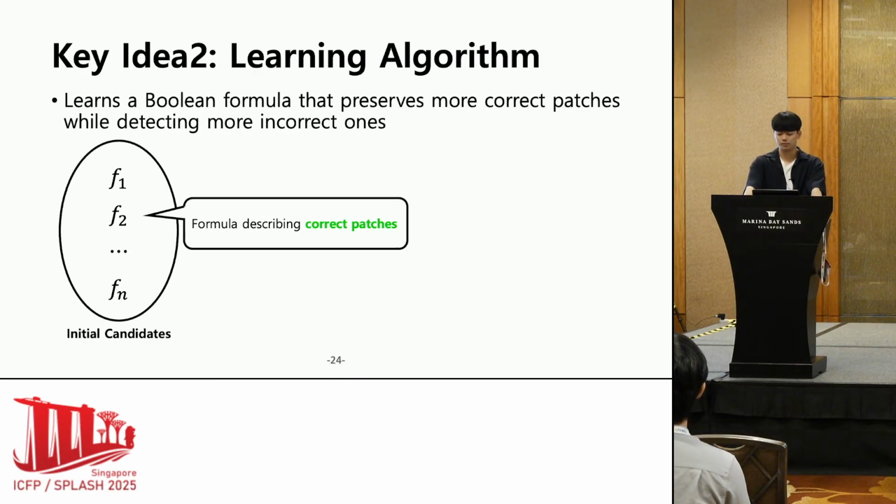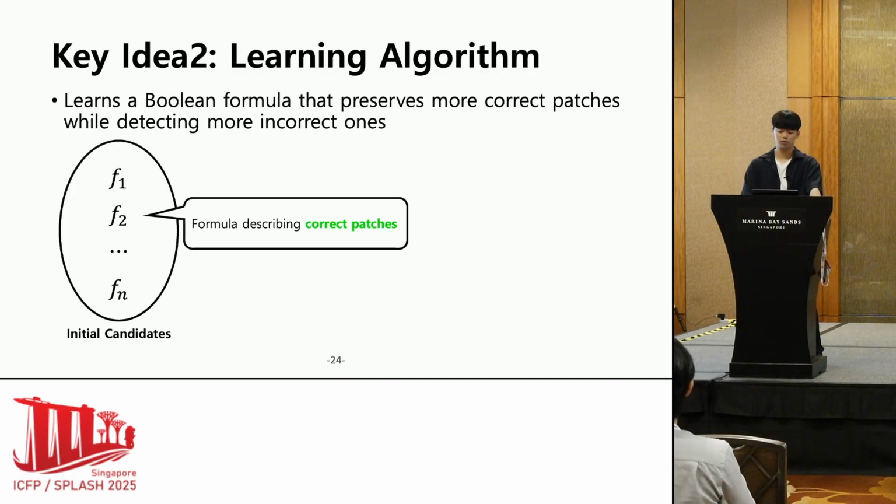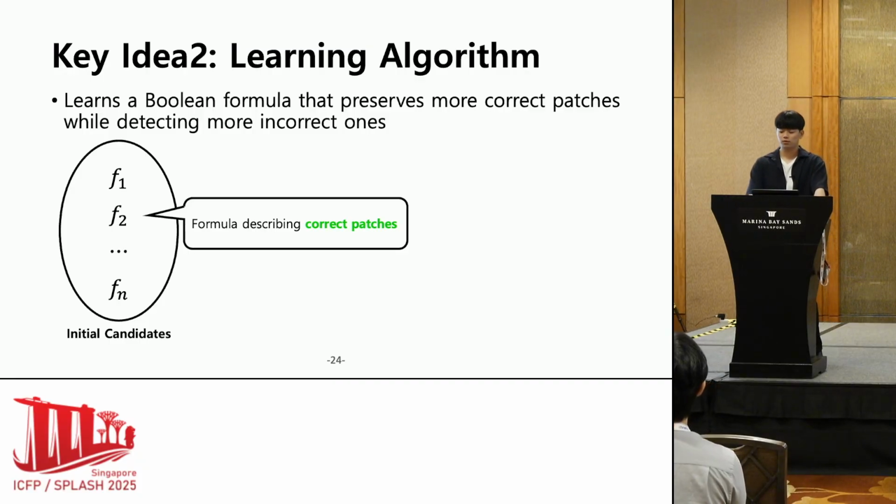Next, I'll explain the learning algorithm. Our learning algorithm aims to find a Boolean formula that preserves a sufficient number of correct patches while detecting as many incorrect patches as possible. More specifically, it constructs a Boolean formula that describes the correct patches. It starts from the atomic feature and gradually builds more complex formulas.